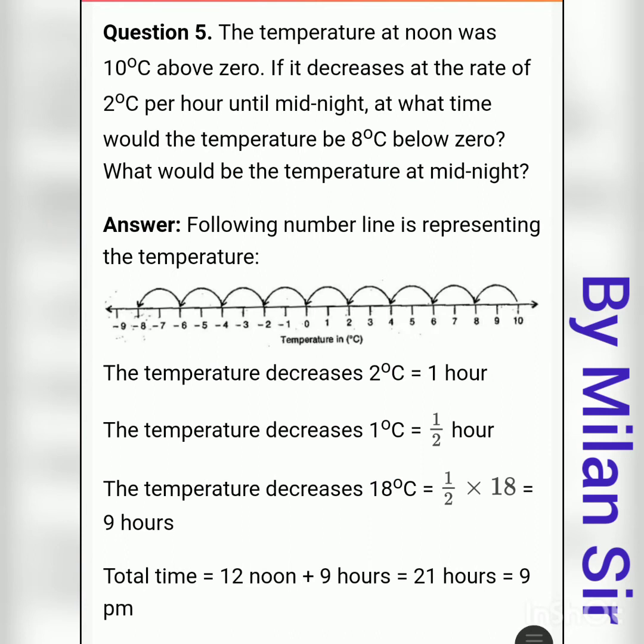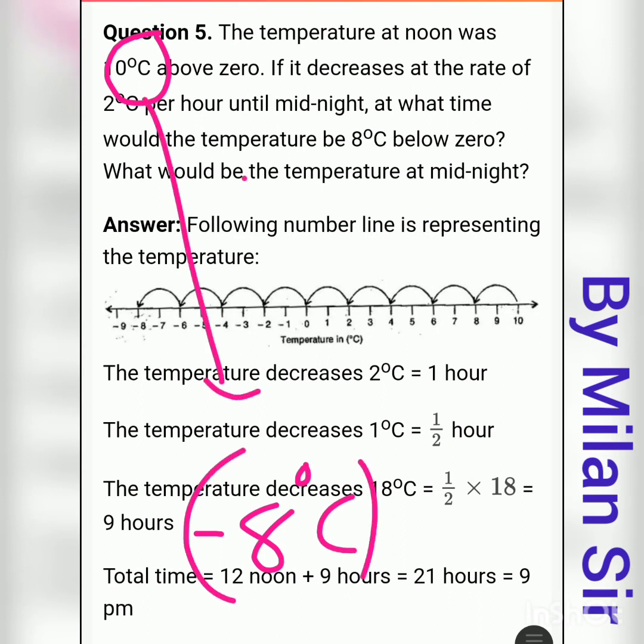That means from 10, if we want temperature minus 8 degrees Celsius, we need to decrease the temperature by 18 degrees Celsius, because the difference between these two numbers is 18 degrees Celsius. So in total we need to decrease the temperature by 18 degrees Celsius.